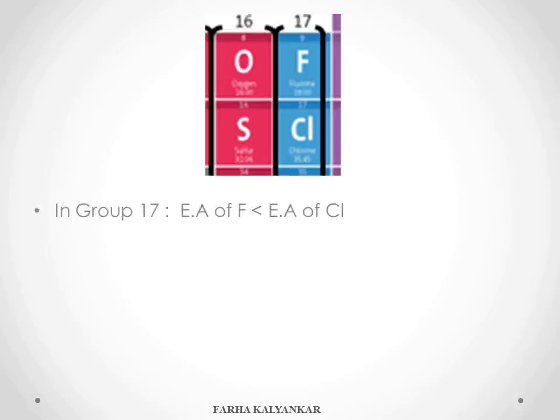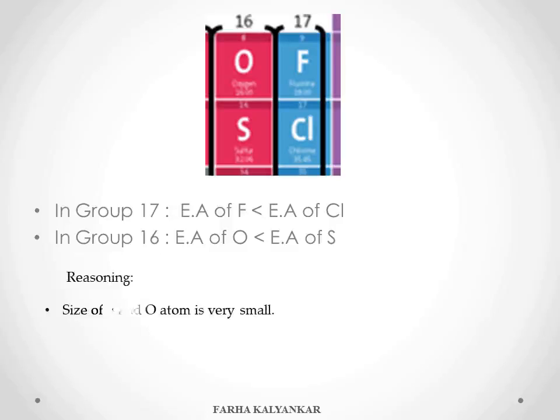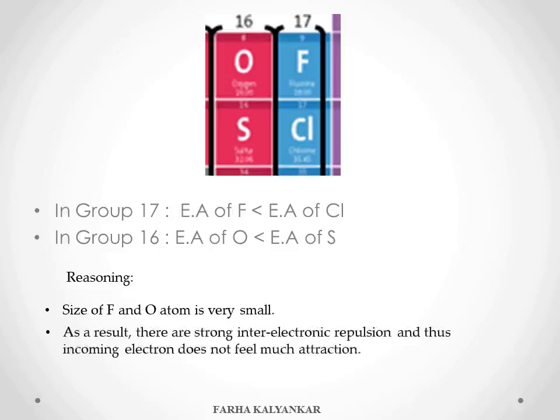Like in group 17, the electron affinity of fluorine is less than the electron affinity of chlorine, whereas in group 16, the electron affinity of oxygen is lower than the electron affinity of sulfur. The reason being, the size of fluorine and oxygen atoms is very small. As a result, there are strong inter-electronic repulsions, and thus the incoming electron does not feel much attraction.